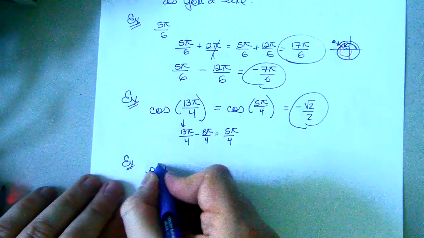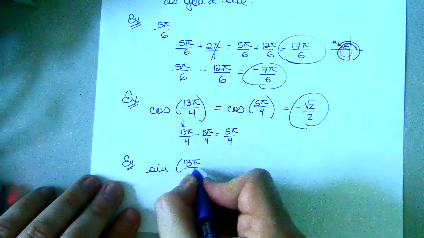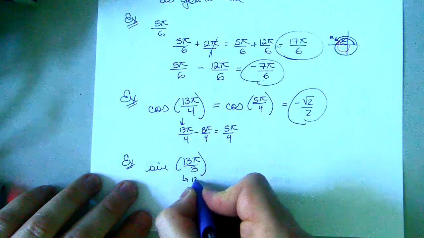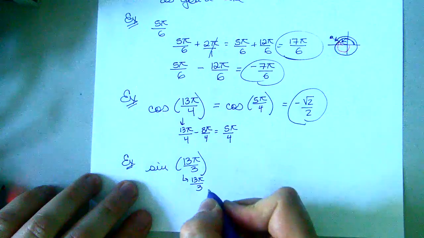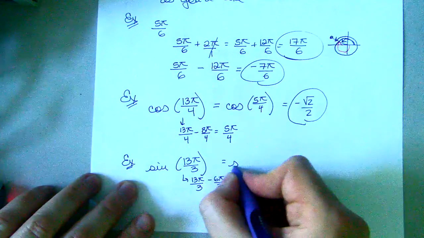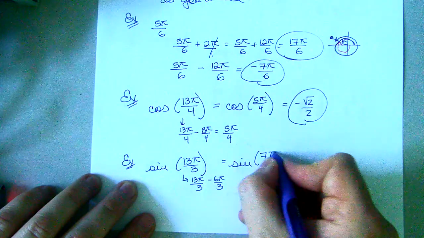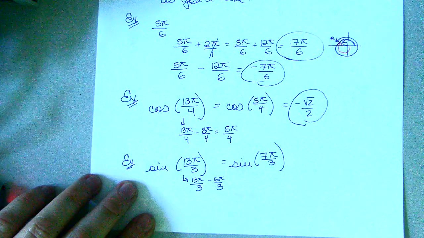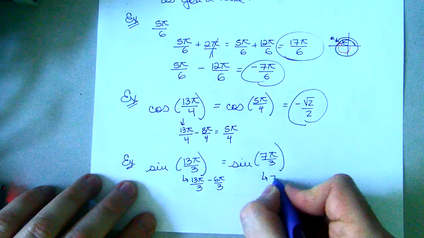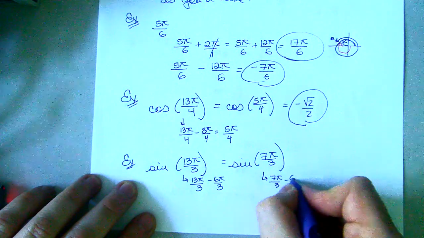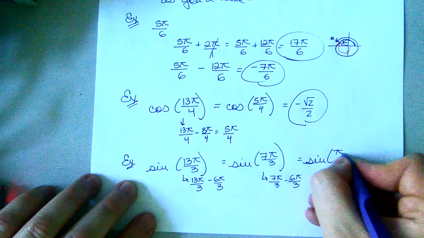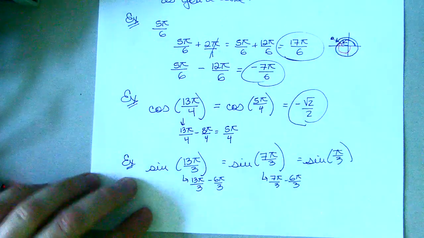Let's try the sine of 13 pi over 3. Too big. Let me find a coterminal angle by subtracting 2 pi. Instead of 2 pi, let me just call it 6 pi over 3. And that's going to give me the sine of 7 pi over 3. You know what? That's still bigger than 2 pi. Let me do it again. Let me subtract another 6 pi over 3. And I'm going to get just pi over 3. All three of these will have the same sine.